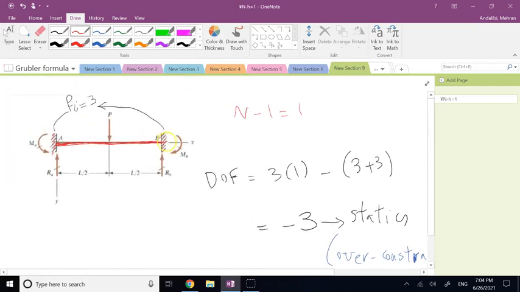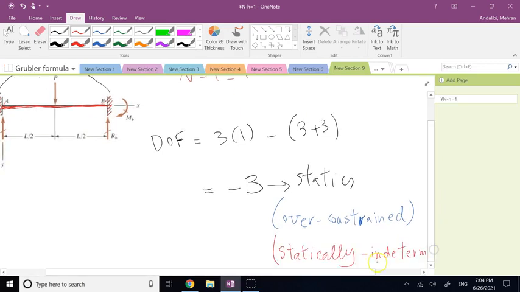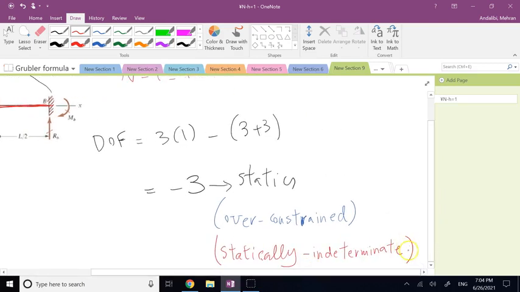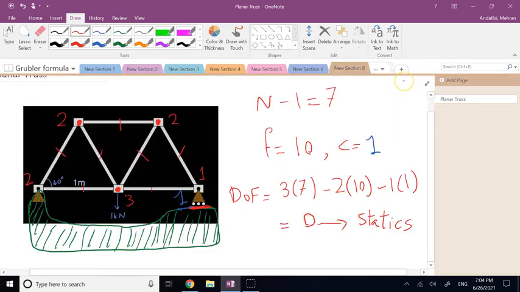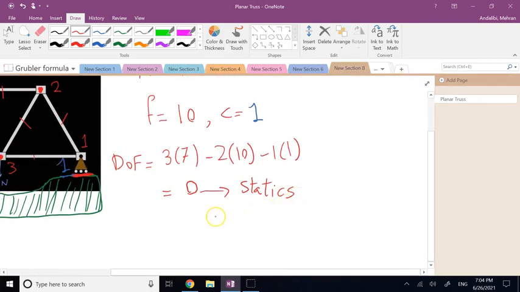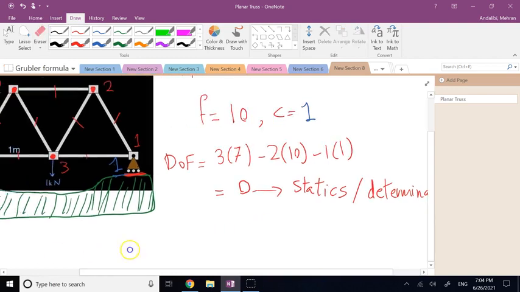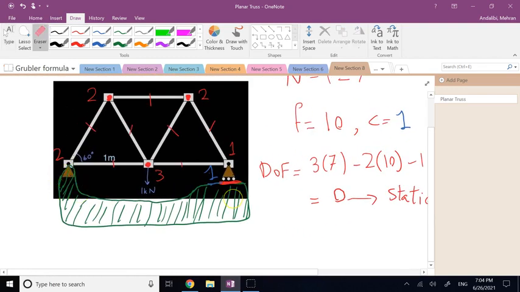Which means here I have 6 reactions and I only have 3 equilibrium equations. I cannot find all 6 of them through statics. If I want to find them, I need to go to solid mechanics and bending of the beams to find it. Okay, so if the system is over-constrained, means it's statically indeterminate and you cannot find all of the external reactions. While when the degree of freedom is 0, it's statics, but it is what? It is determinate. Means you can find all of the reactions. So here you have 2 reactions on the left, 1 on the right, and you can find all of them.